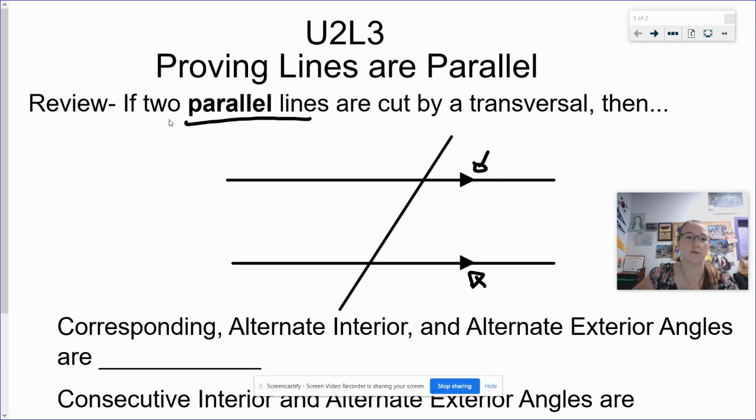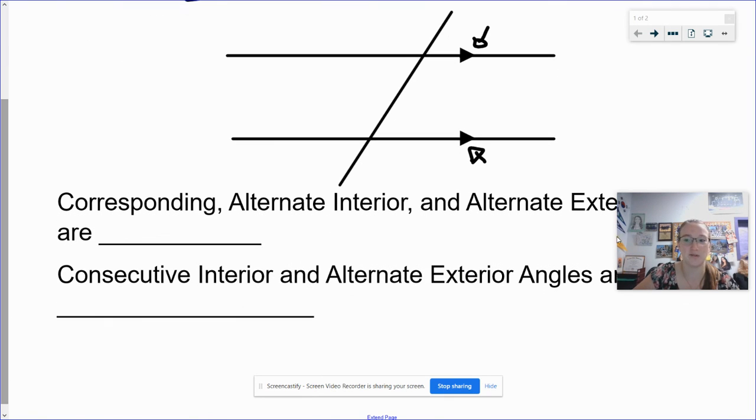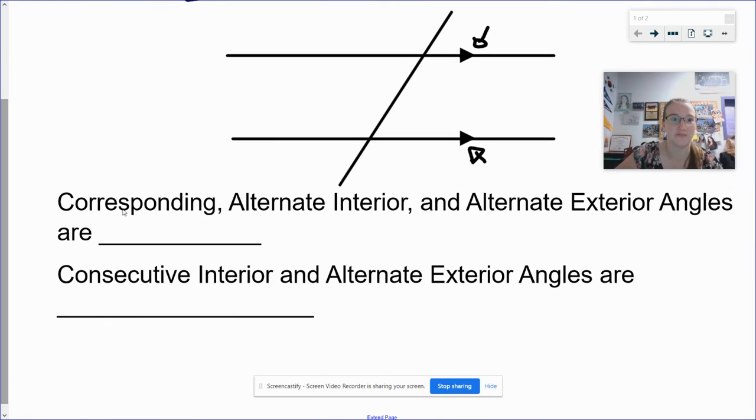So here's what we've learned so far. If two parallel lines are cut by a transversal, then let's review this. You guys have to know this by now. Corresponding, alternate interior and alternate exterior all have the same type of special relationship. What is it? It is congruent. They're equal.